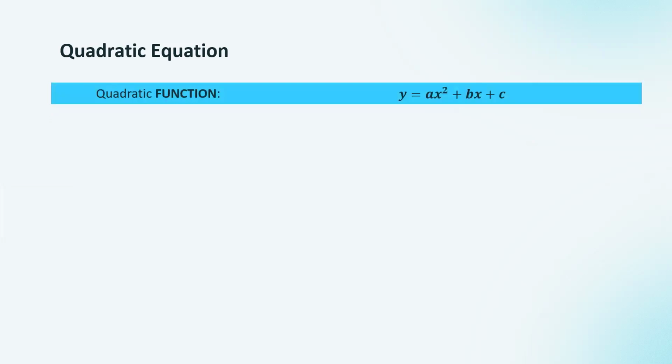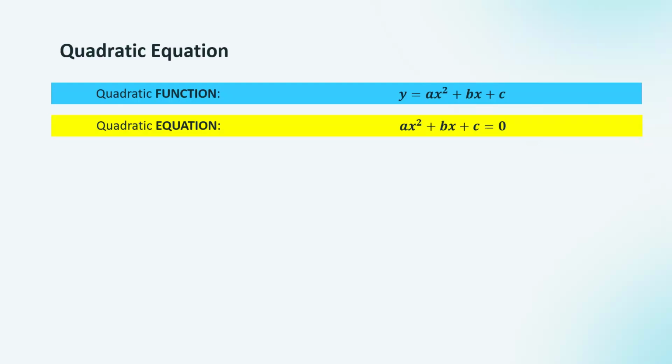Before we begin, we need to know the difference between a quadratic equation and a quadratic function. A quadratic function will be in the form of y equals ax squared plus bx plus c. And a quadratic equation will be in the form of ax squared plus bx plus c equals 0. So a quadratic equation is a function when the y is 0.